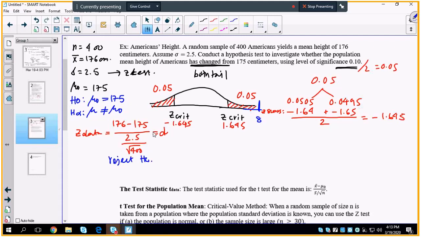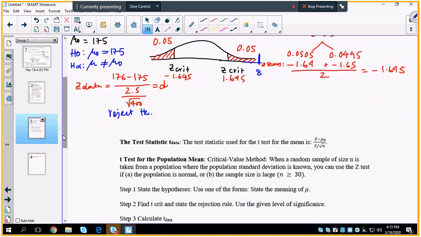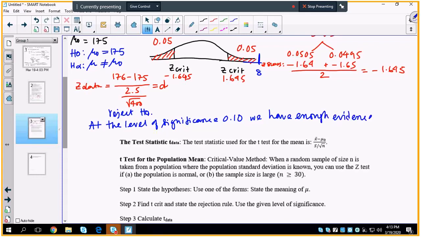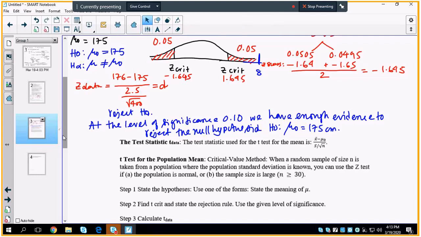But I'm going to write it in the proper way of interpretation. So we're going to say that, hence, at the level of significance, and remember it is 0.10 again, we have enough evidence this time to reject the null hypothesis H naught, which says the existing mean is 175 centimeters. So the American height most possibly has changed.